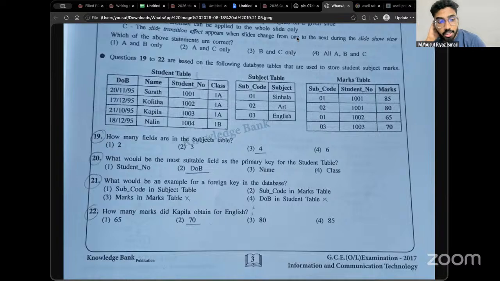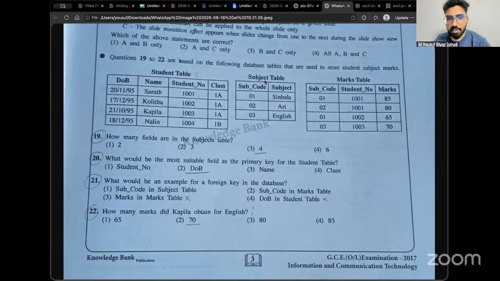So in this question, they're asking how many fields are... Rushta, are you here? Rushta, are you here?